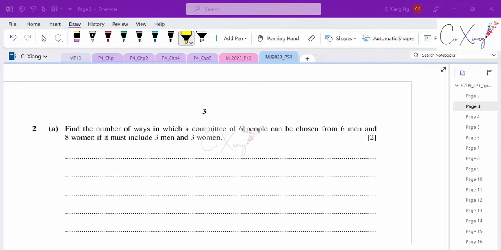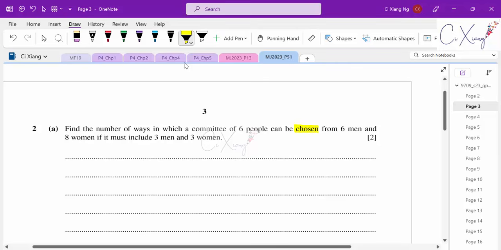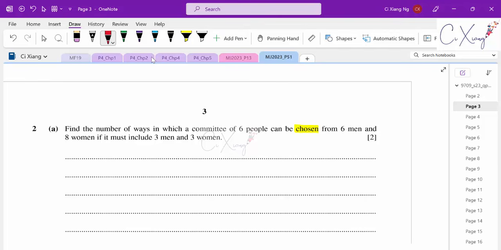Okay, so question number 2. Find the number of ways in which a committee of 6 people can be chosen. So highlight the keyword chosen. That means this is about combination. So later when you solve the question, you should consider the combination, which is something like nCr.